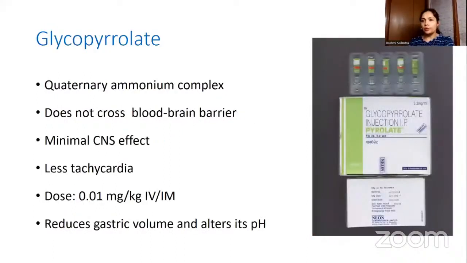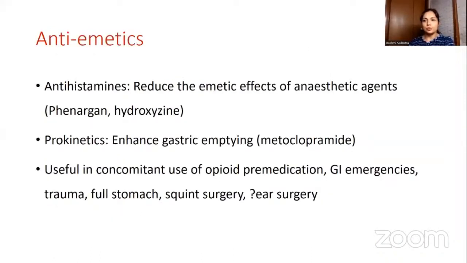However, glycopyrrolate could be used safely in place of atropine since it's a quaternary ammonium complex and does not cross the blood-brain barrier, so it has minimal CNS effects. It also causes less tachycardia. The advantage is reduction in the gastric volume and alteration of its pH.